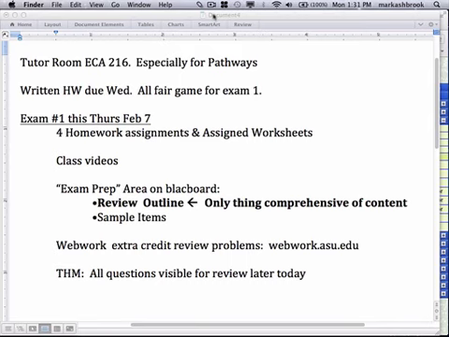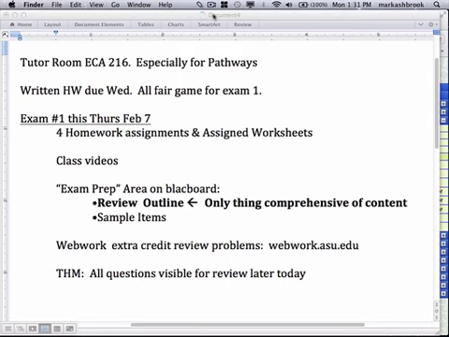So proportionality, constant rate of change, linear function, that's all crucial stuff. So you can review all the classes. And then I posted an exam prep area on Blackboard. First thing there is the review outline. Of all these resources, it's really the only thing that's a comprehensive list of everything that's on the exam. Everything else pertains to that, but none of these other items really cover everything.